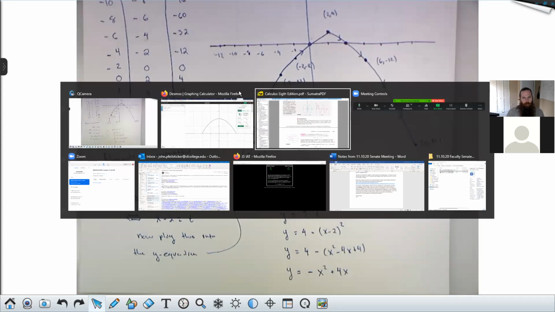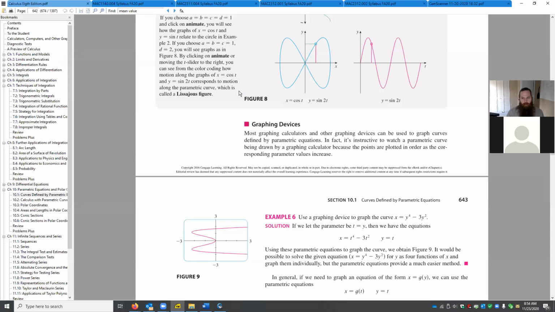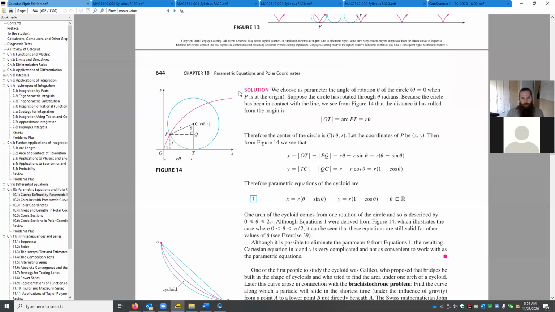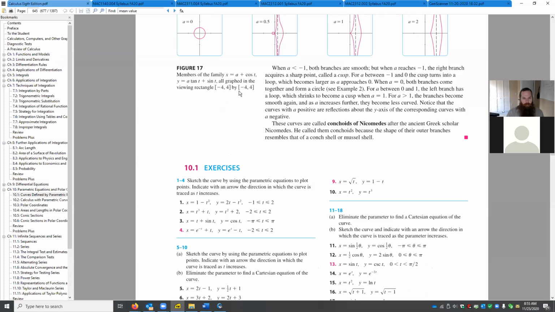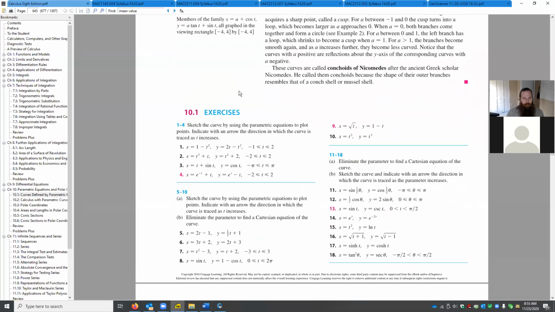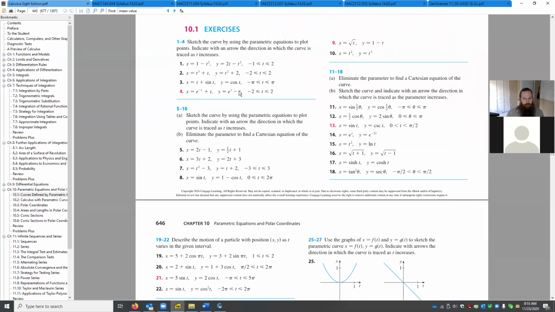Okay, then I'm going to reach into the book for some more examples here. No graphing devices. Certainly not that yet. Points indicated now. So just eliminate the parameter, find the Cartesian equation. All right. Let's try number 7 here. T squared minus 3, t plus 2.